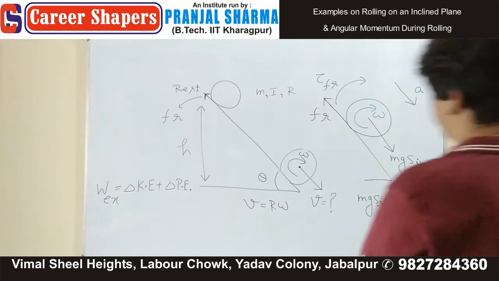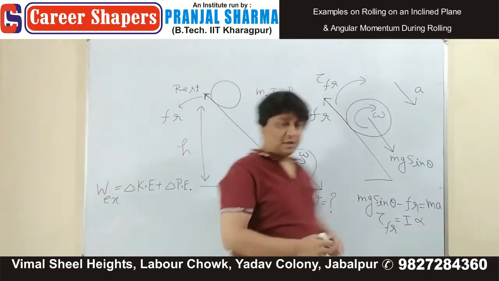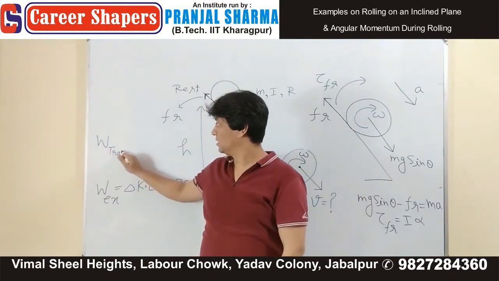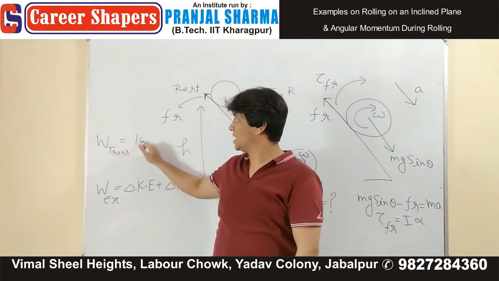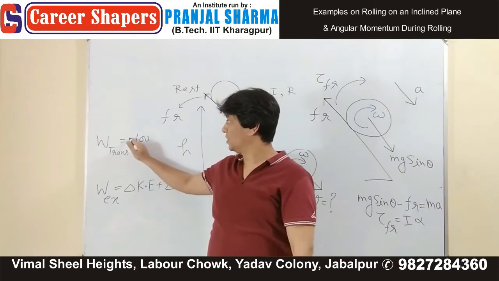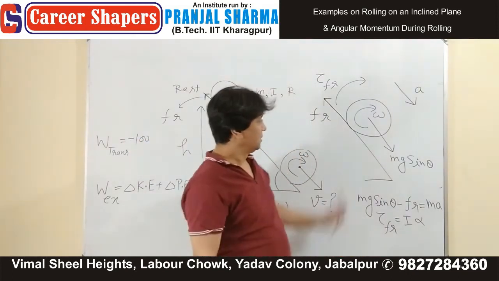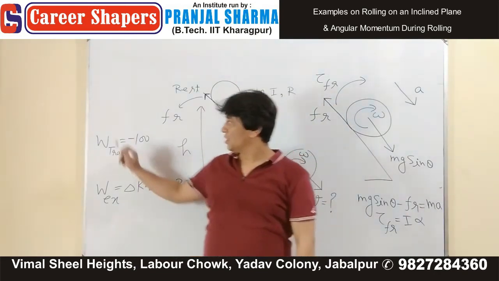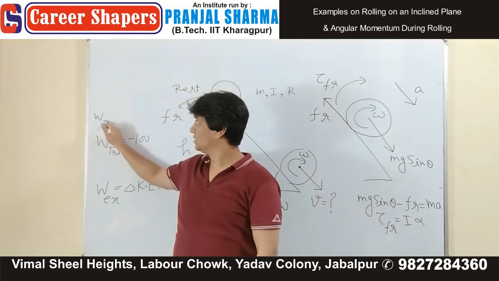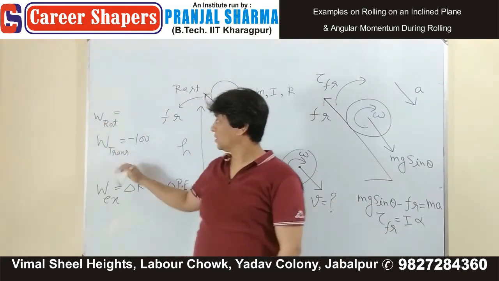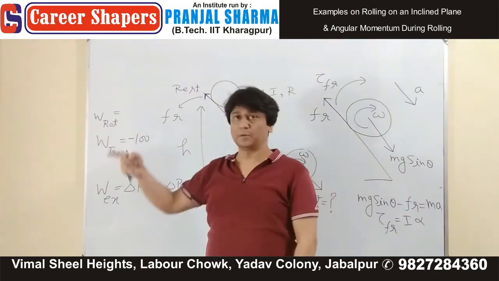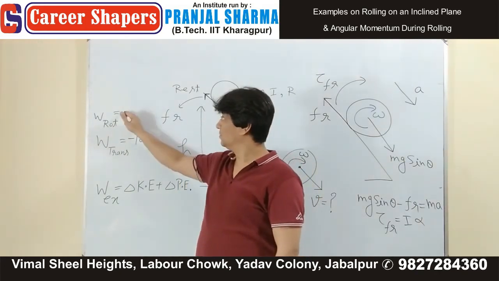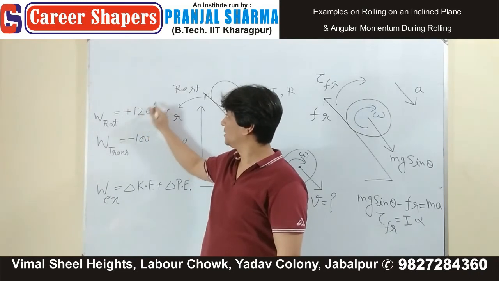Good. That's it. Look. For the translatory part, if I say that work done is 100, then it's not 100. First of all, it should be minus 100. Why? It's opposing. And when it's opposing, work will be negative. For the rotational part, translatory part, rotational part, work if it is plus of 120.